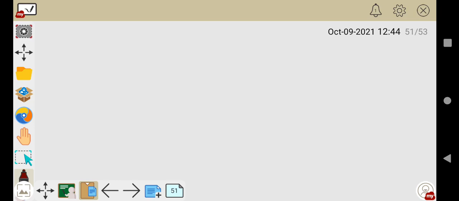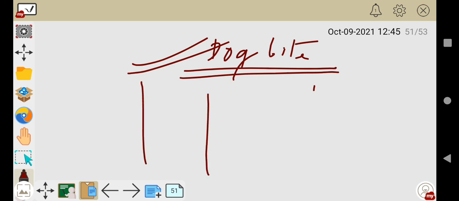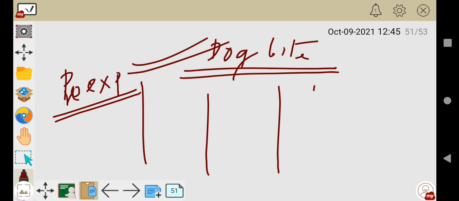Okay. Dog bite is an important topic. We got 3 questions in INICET previously from dog bite. So I will divide it into 4 parts, which will be better. First, I will take pre-exposure, that means before the dog bite. If you want to take prophylaxis, how will you take?